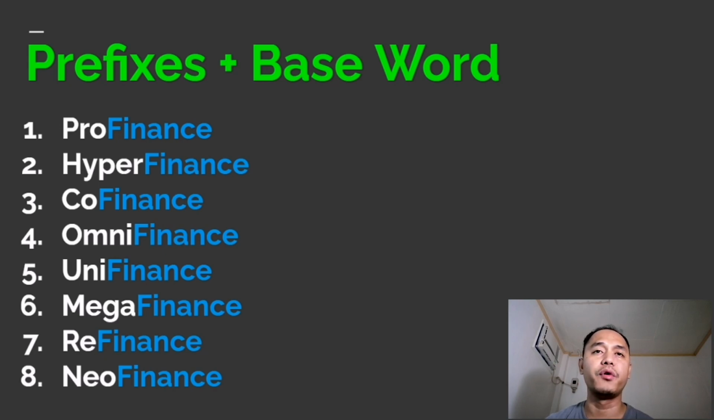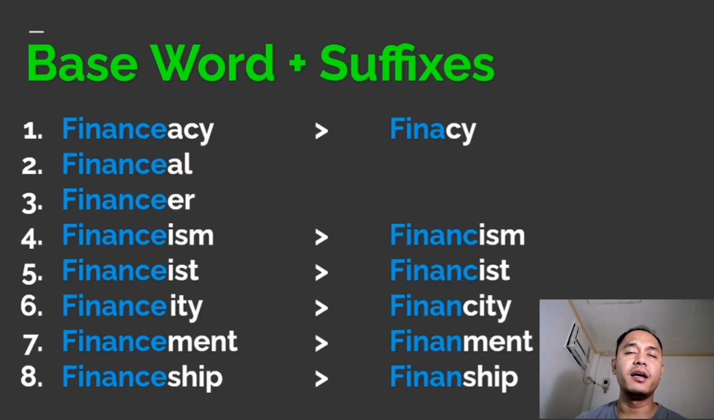And the first way of creating a name is to have prefixes plus the base word. So for example, we have pro finance, hyper finance, and all these 8 names. And the second way is to have a base word plus the suffixes. So we have finance plus asi, and then you can blend those. So for example, we'll use fina plus si. So you can actually create a new name. So we can see here financement, and we have financeship.